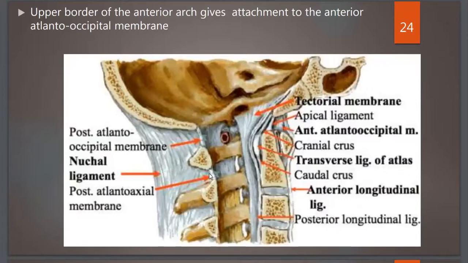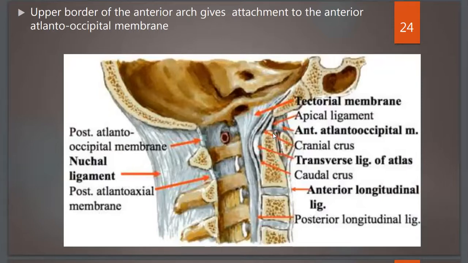See, this is our C1 vertebra. The upper border of the anterior arch gives attachment to the anterior atlanto-occipital membrane. It is written here: atlanto, that means atlas; occipital, that means occipital bone. Hence, it has been named the atlanto-occipital membrane.